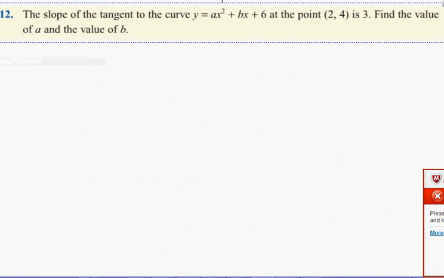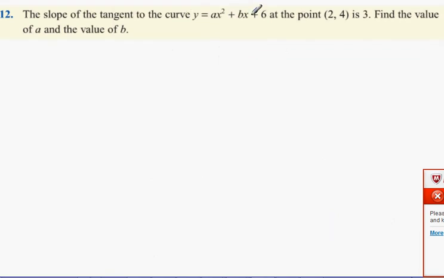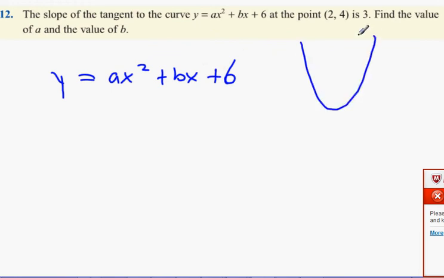The slope of the tangent of the curve y equals ax squared plus bx plus 6 at the point 2, 4 is 3. Find the value of a and the value of b. Now guys, there's two pieces of information here to start off. The first piece of information you've got to understand is that this is the form of a quadratic curve. I'm not sure if it's U-shaped or N-shaped. I'm just going to draw a U-shaped one anyway.